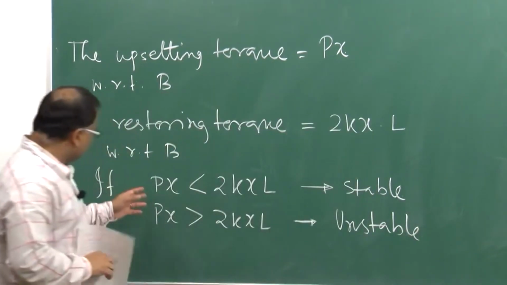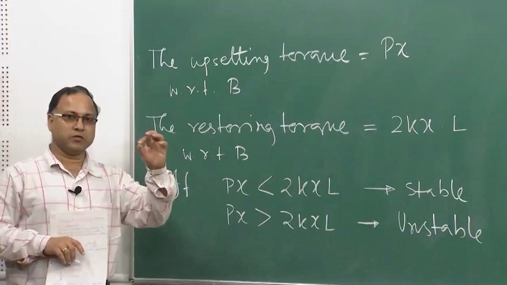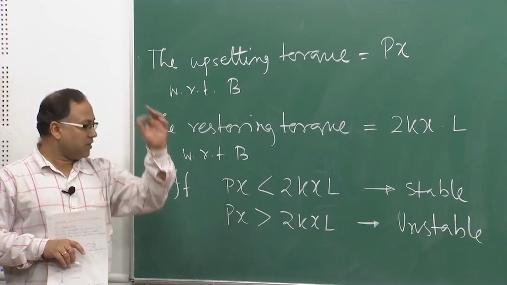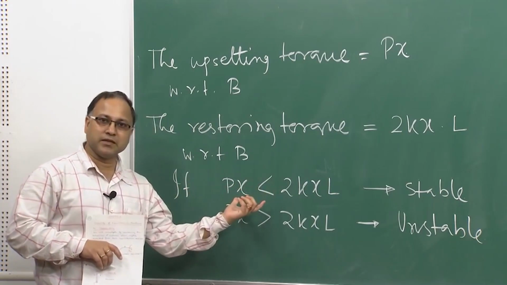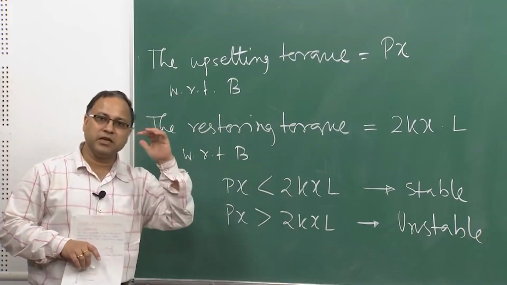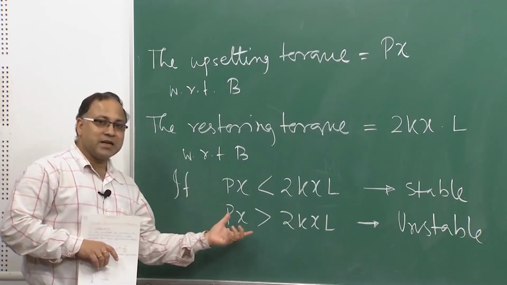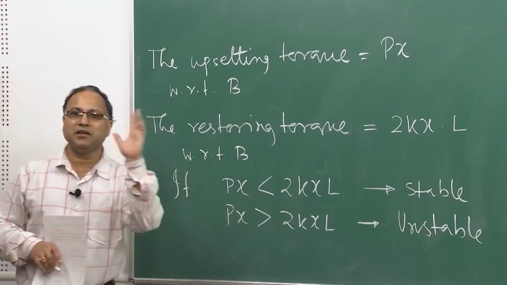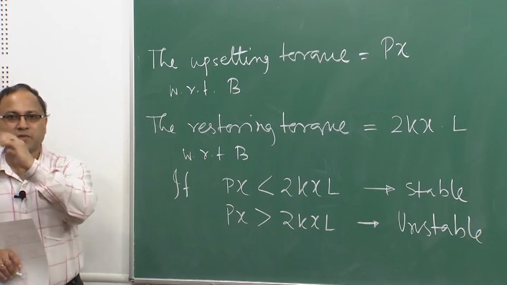That means if you gradually increase P, suppose P equal to 0 and you gradually increase P, initially you will be getting the relation Px less than 2Kxl, which means till that point it is stable. Then when you get the relation Px greater than 2Kxl, immediately the member will try to go to the unstable condition.